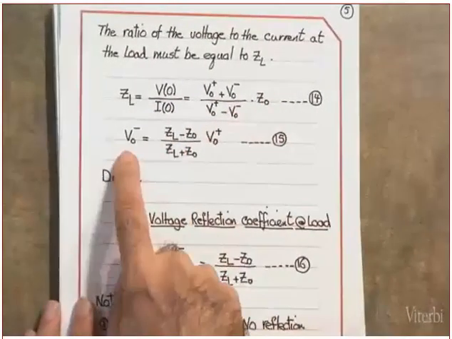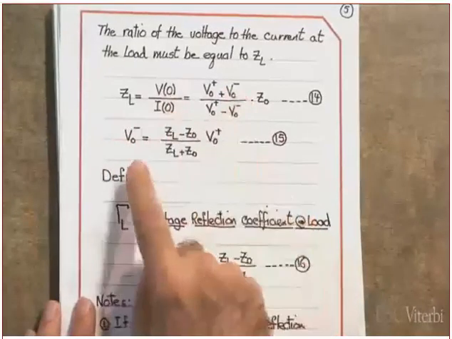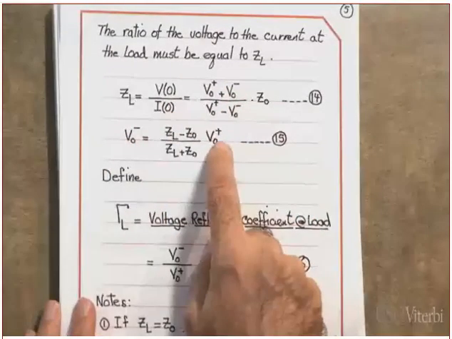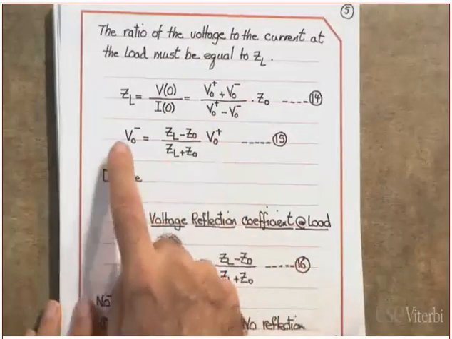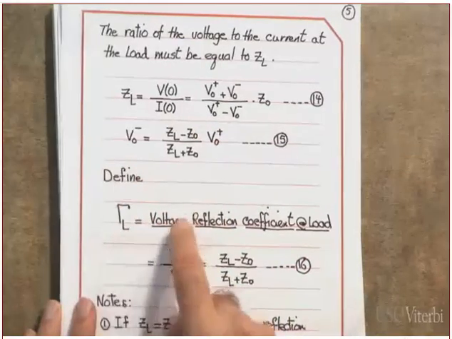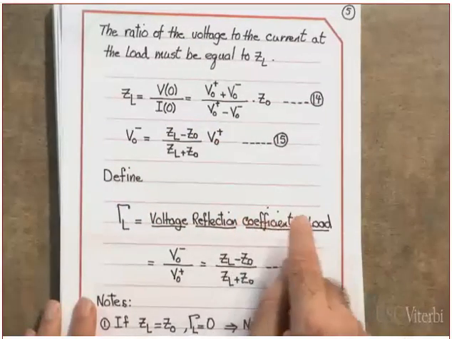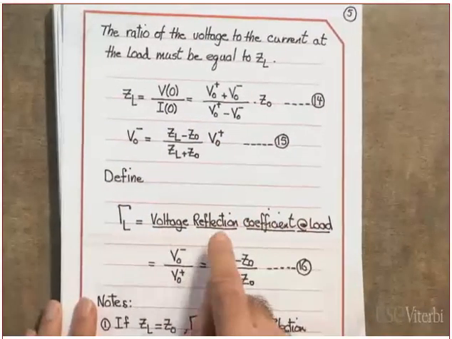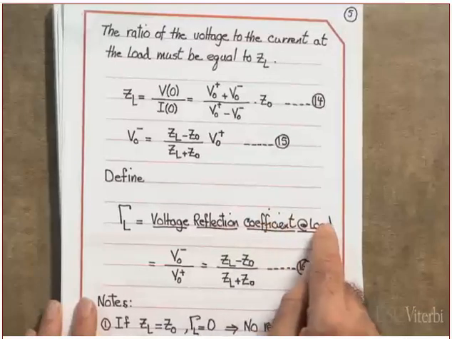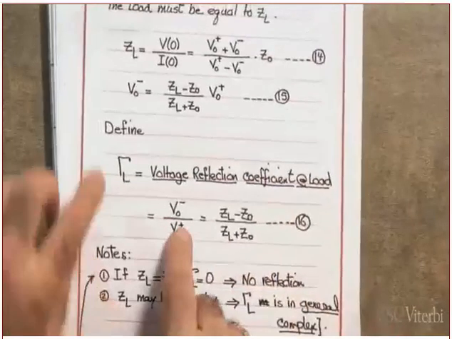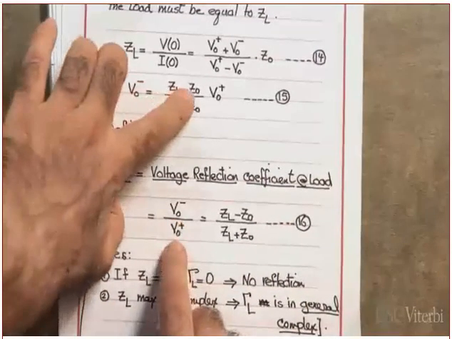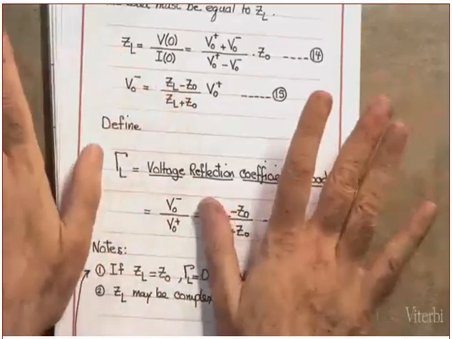Now, what is V0 minus? From this equation, I find V0 minus in terms of what? V0 plus. And then, what do I define? I define the voltage reflection coefficient at the load. The voltage reflection coefficient at the load is what? V0 minus divided by what? V0 plus. That's a definition.